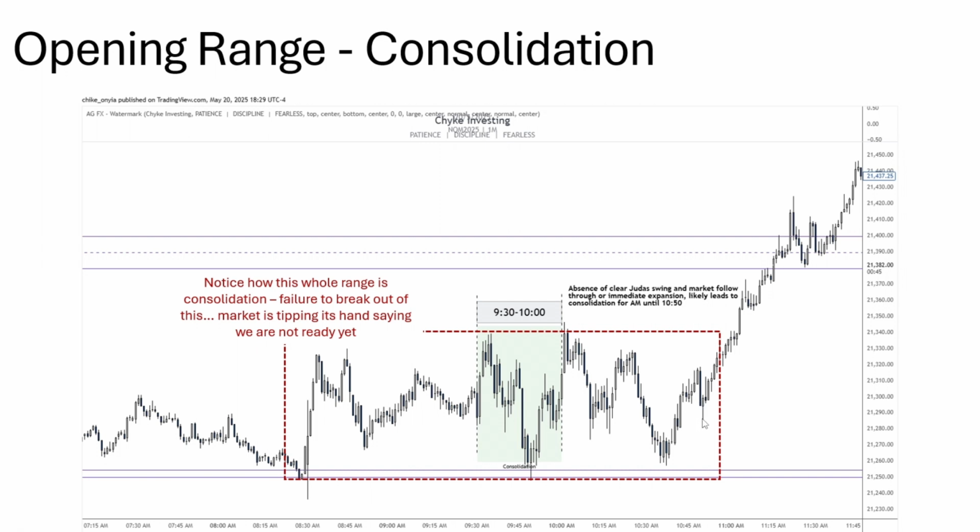We have a short-term raid on liquidity right here, comes back into this 1 minute order block, and then we break market structure and price starts to continue, and price finally escapes this consolidation, right? So that typically will happen around that 10:50 move if it's been consolidating for the first part of the AM.